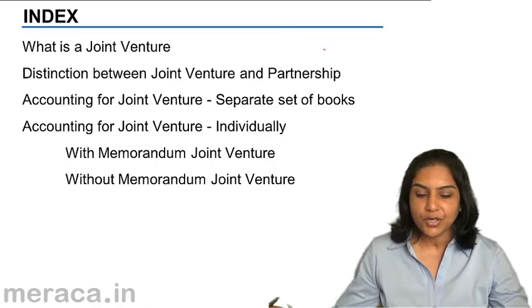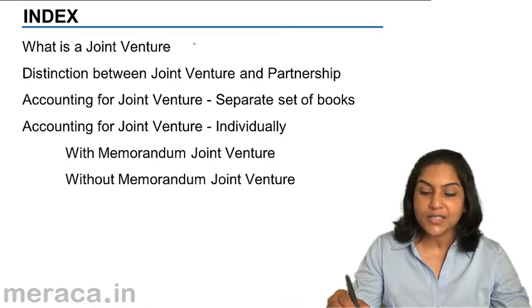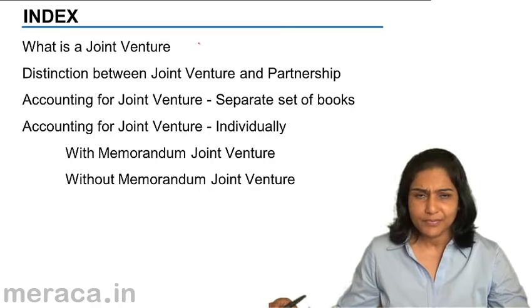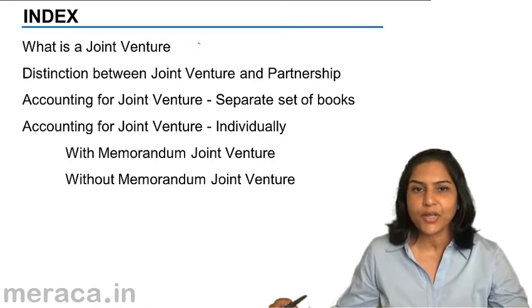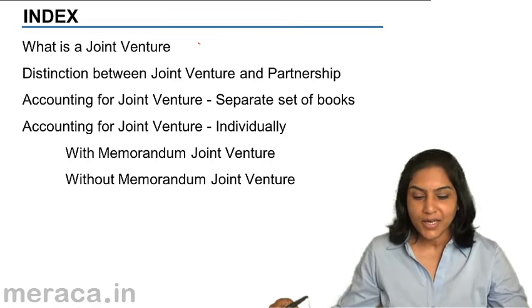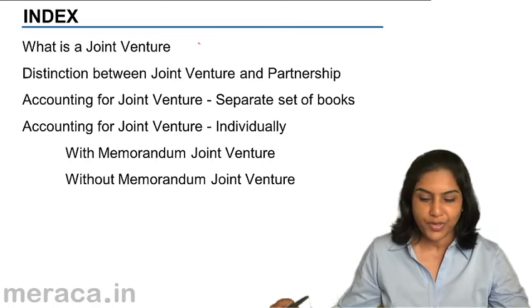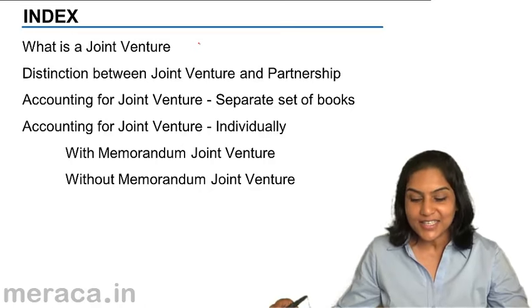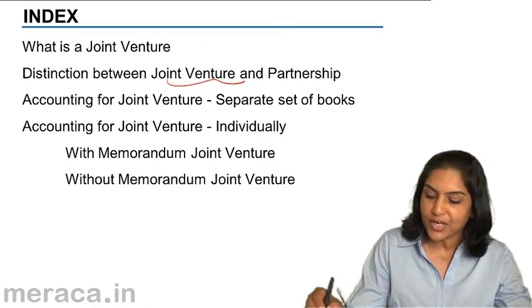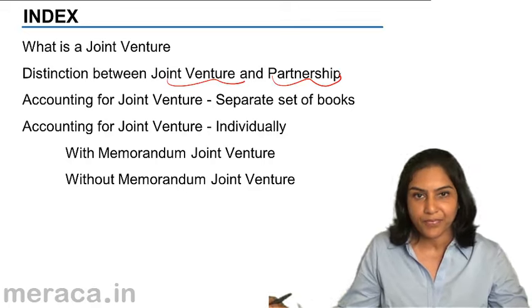Our discussion would be structured as below. First, we will understand what is a joint venture. A joint venture is basically when two or more people come together to do a business. If that is the definition of joint venture, then what is the distinction between a joint venture and a partnership?